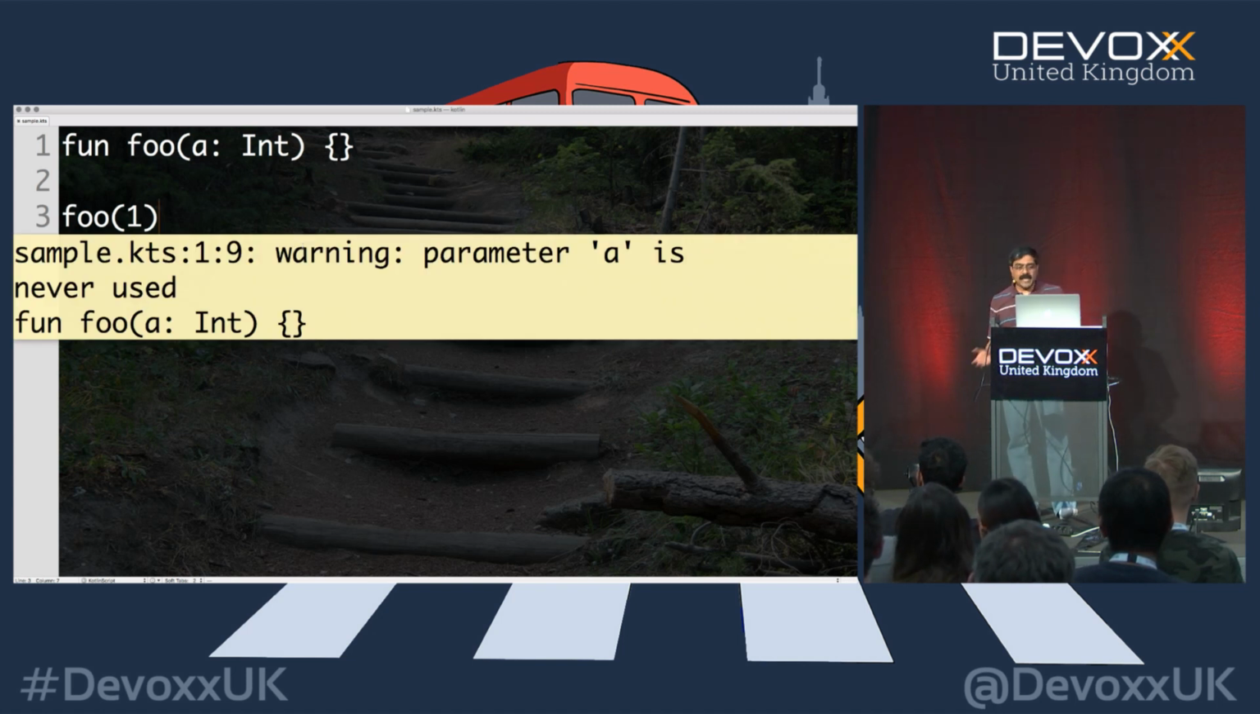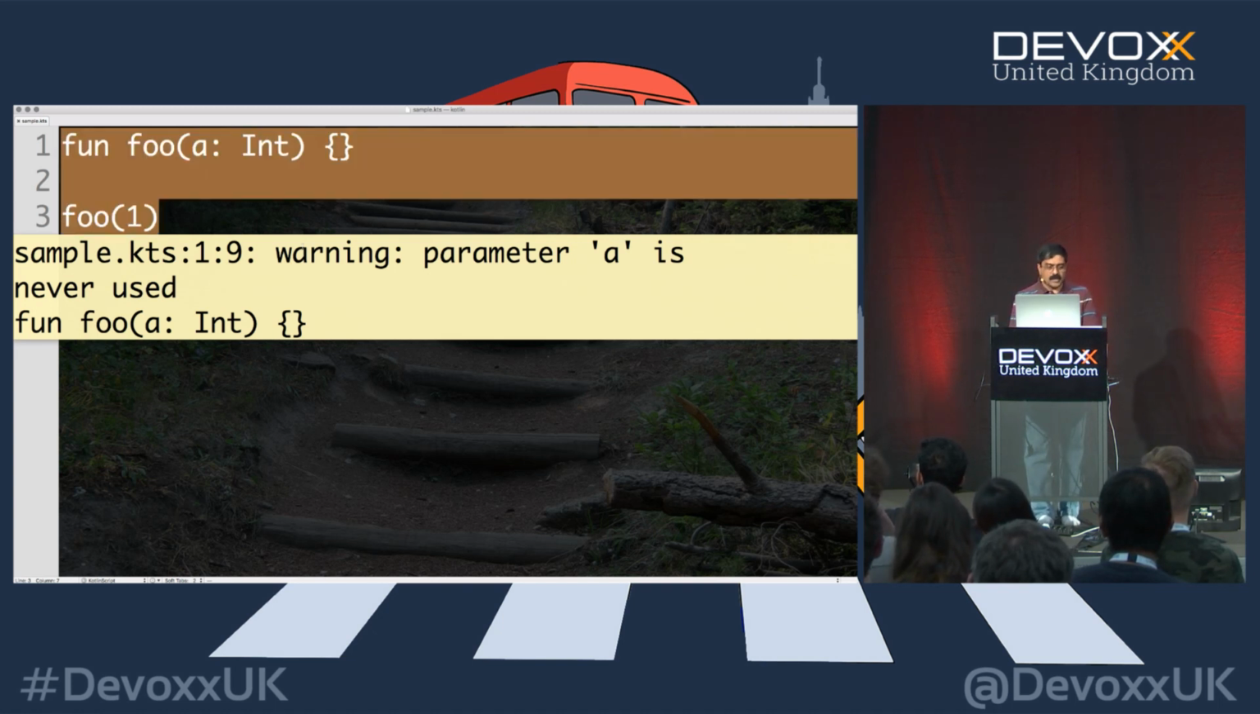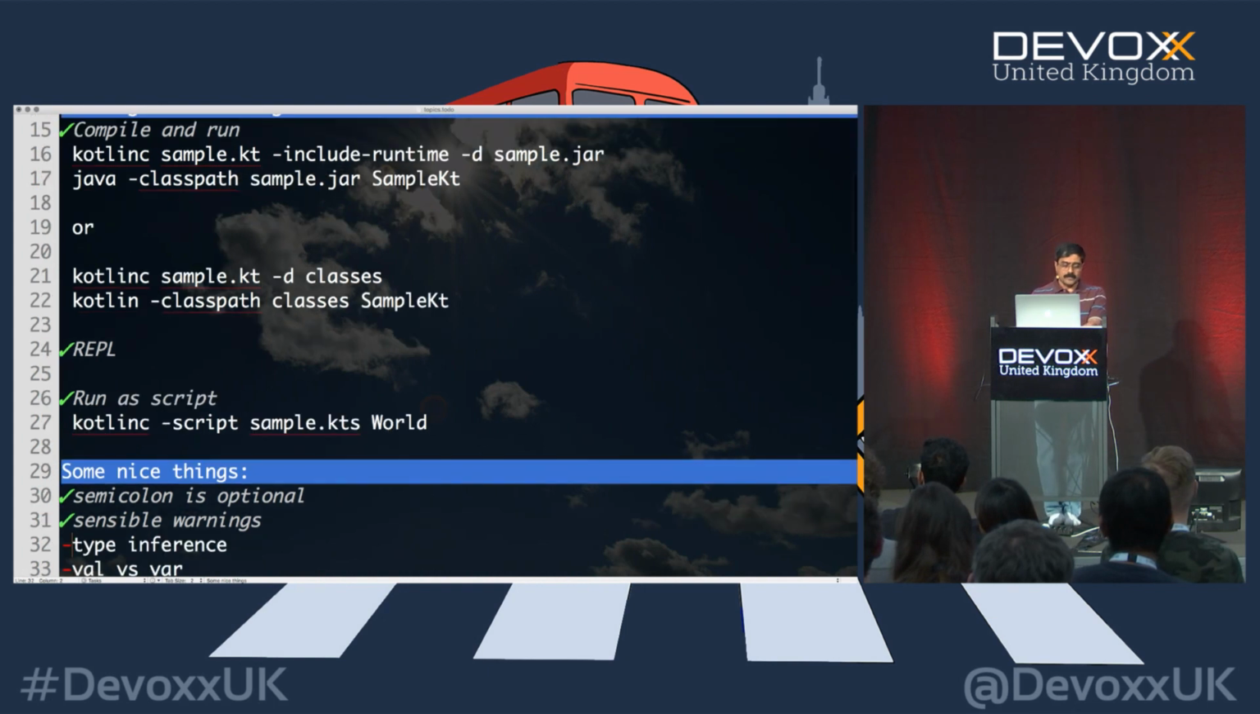It says parameter A is never used. Warnings like that can be very useful to know that maybe you're not really looking through the code. It gives you feedback pretty quickly.